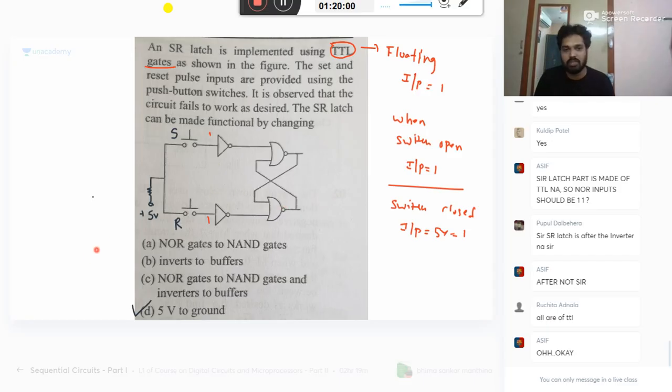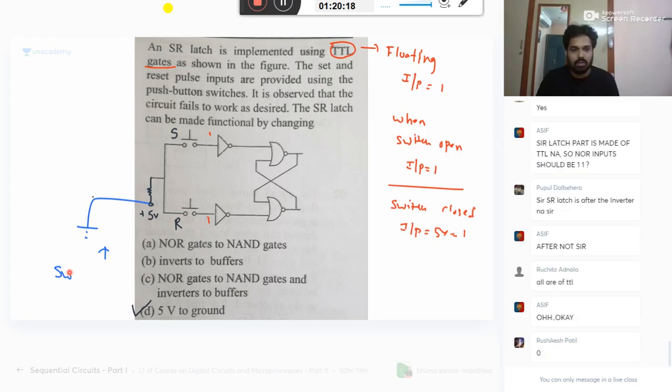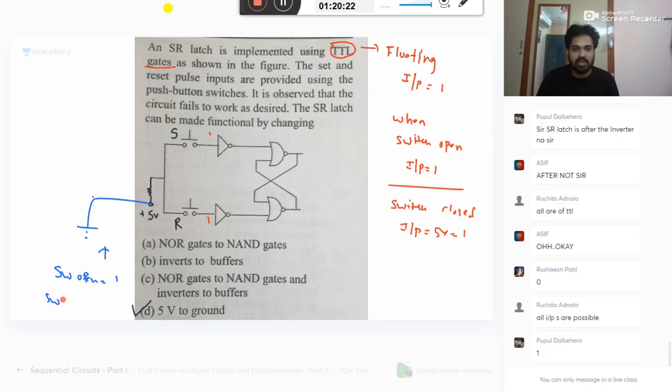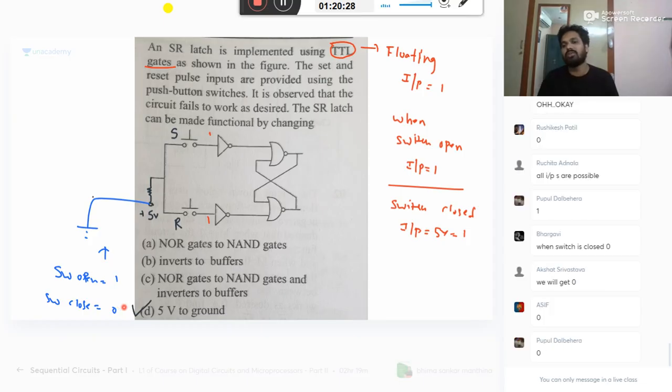Now what to do? Simply listen. What to do is replace this with a ground. Now what happens if you replace this with the ground? Tell me. When you open the switch, it is 1. SW means switch. When the switch is closed, it is ground. Ground means 0. Now it will do its job.